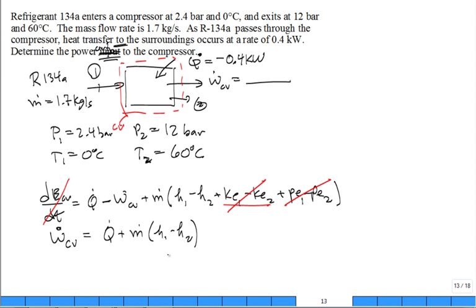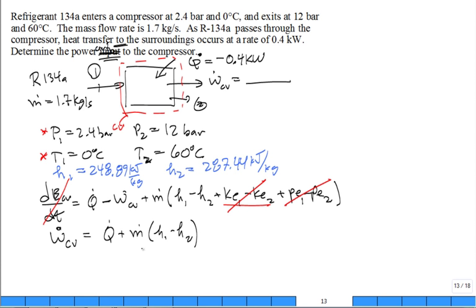So I go to the tables and I say, is there any way I can get enthalpy at state 1 for the refrigerant knowing that temperature and pressure are given? And it just happens that, yeah, I don't even have to interpolate. Somebody was kind to us. And so they pick off the value of h1, 248.89 kilojoules per kilogram. How about the value of h2? At that pressure and temperature, 287.44 kilojoules per kilogram.